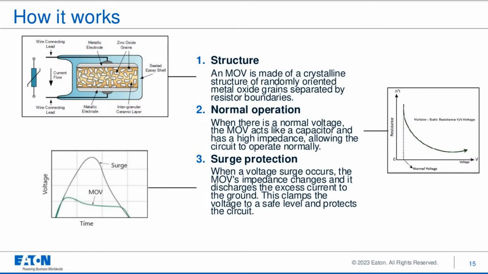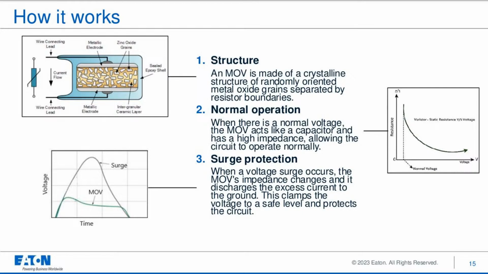MOVs are constructed using a combination of metal oxides, primarily zinc oxide, that are compressed into the shape of a disc and then sintered at high temperature, creating a solid ceramic structure. Metal electrodes are attached to both sides of the sintered disc, and then the assembly is encapsulated in an insulating material.